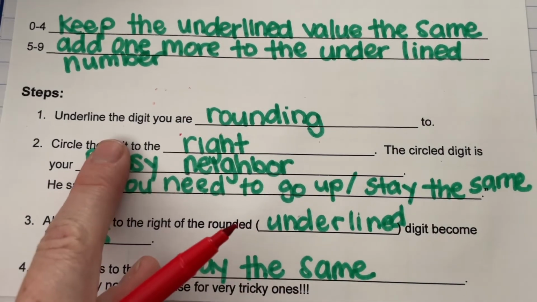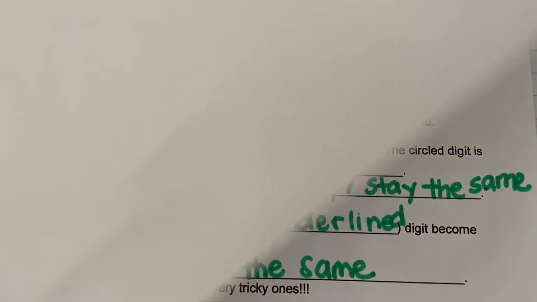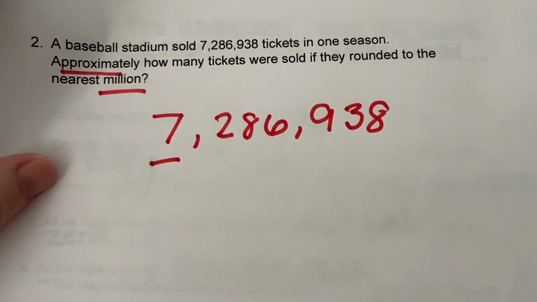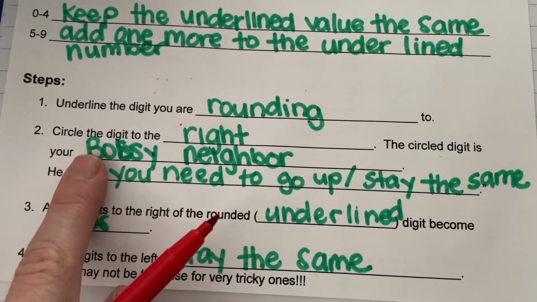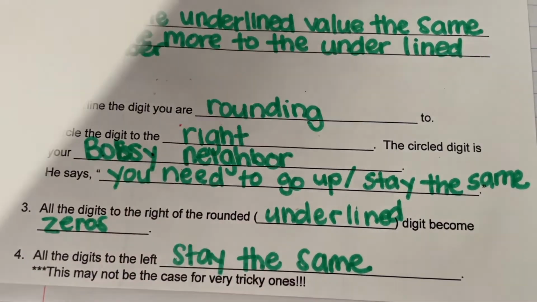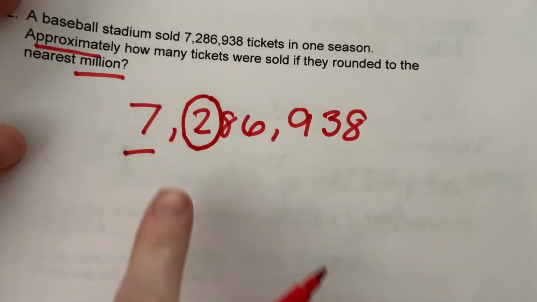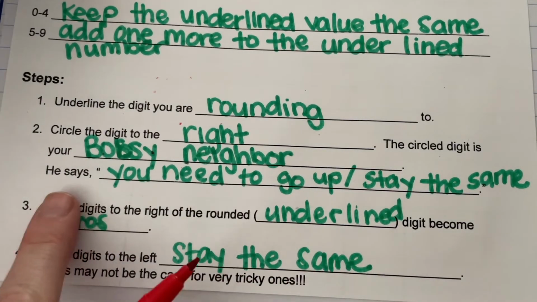Step number 1 says underline the digit we are rounding to. So we are rounding to the millions place, so I'm going to underline the millions place. Step 2, circle the digit to the right. My bossy neighbor's a 2. And then I have to determine what he's going to say.